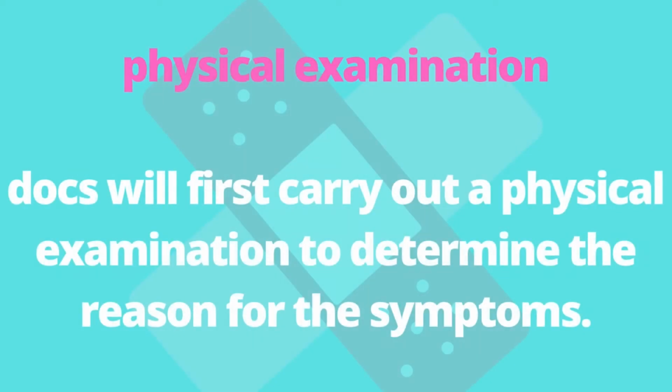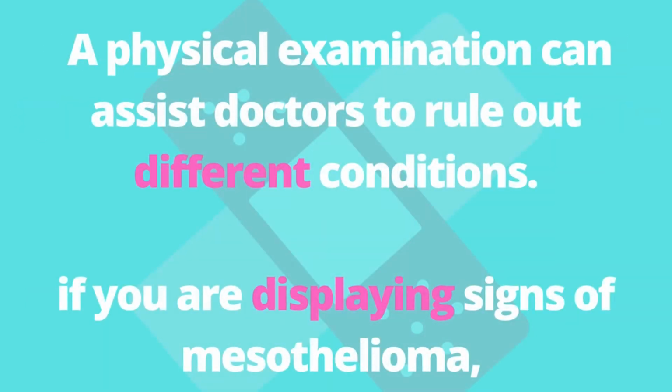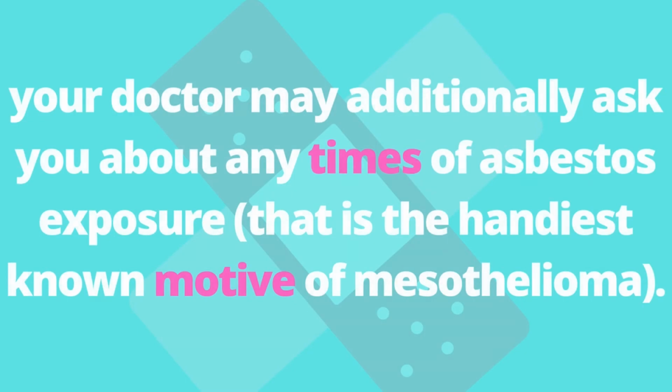Physical examination. Doctors will first carry out a physical examination to determine the cause of the symptoms. Many signs and symptoms of epithelioid mesothelioma can be mistaken for less severe and more common illnesses. A physical examination can help doctors rule out other conditions. If you are showing signs of mesothelioma, your doctor may also ask you about any instances of asbestos exposure.